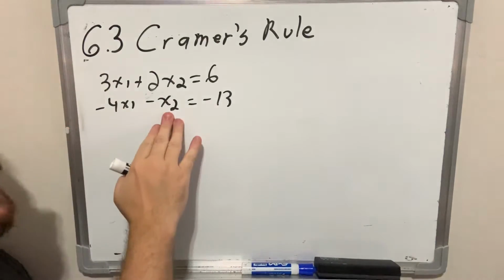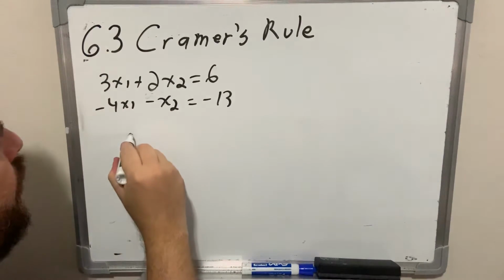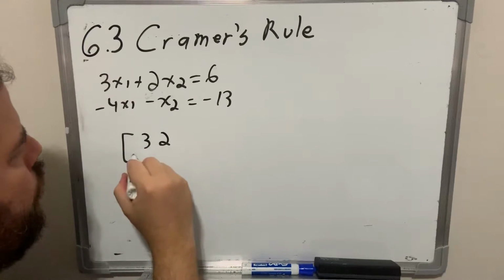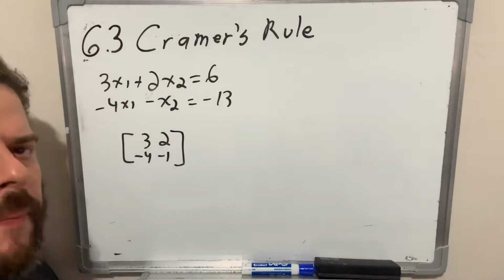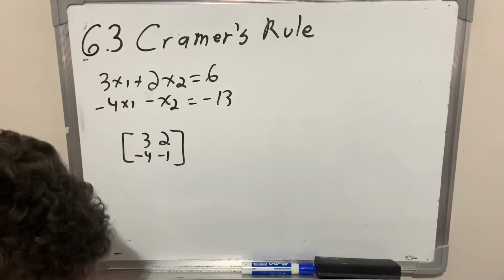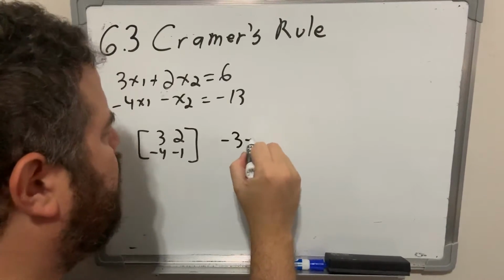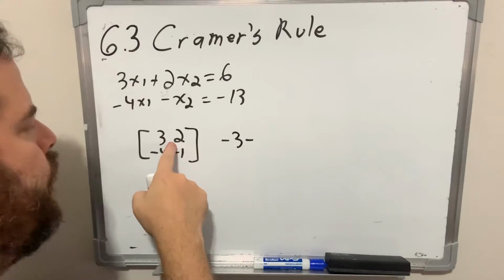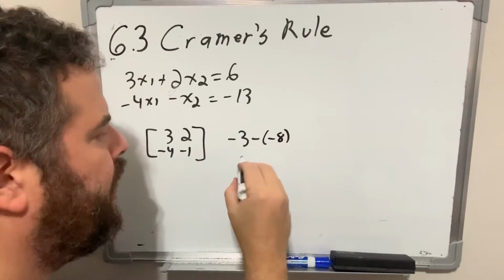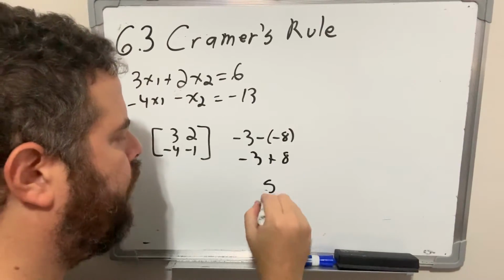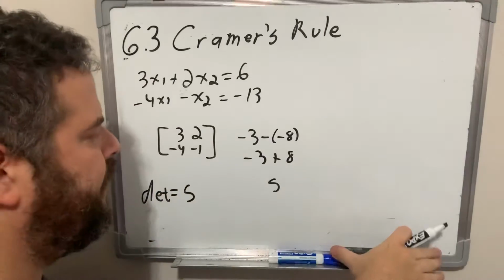First, let's convert this into an augmented matrix, just the left-hand side. So this is going to turn into 3, 2, negative 4, negative 1. Now, step 1. Let's find the determinant of this matrix. 3 times negative 1 is negative 3, minus 2 times 4 is negative 8. Negative 3 minus negative 8 is negative 3 plus 8, or 5. So you write down your determinant. Your determinant is 5.